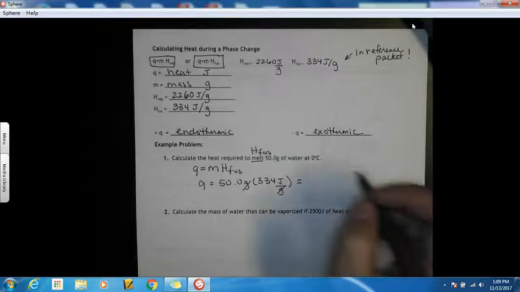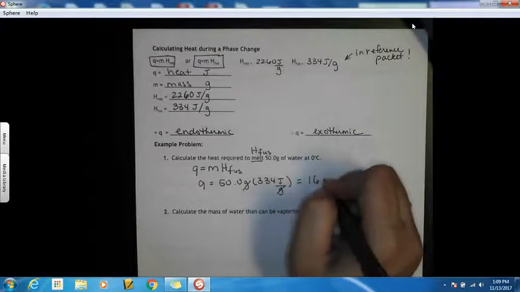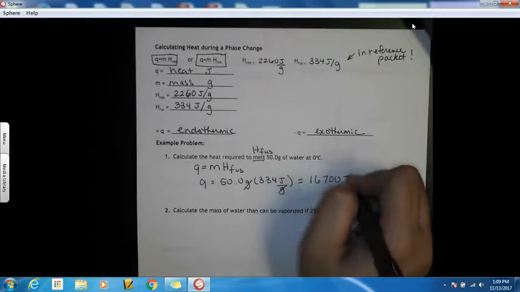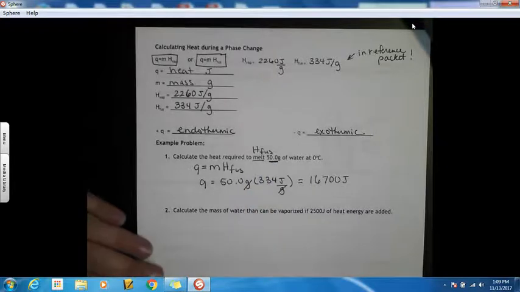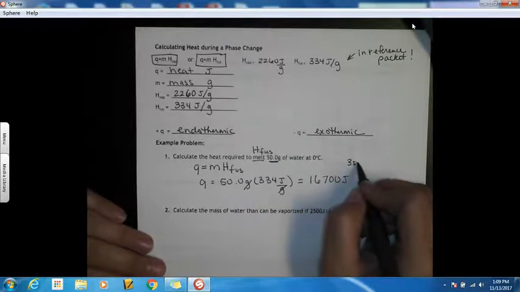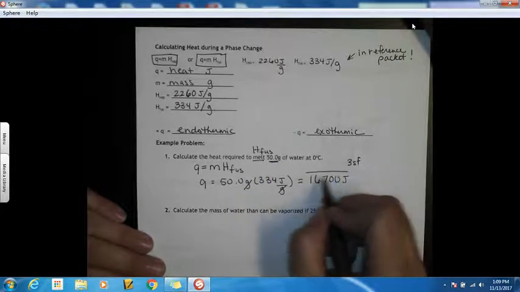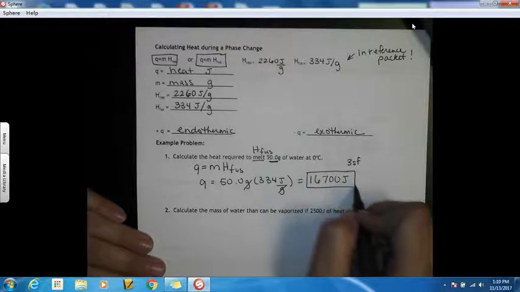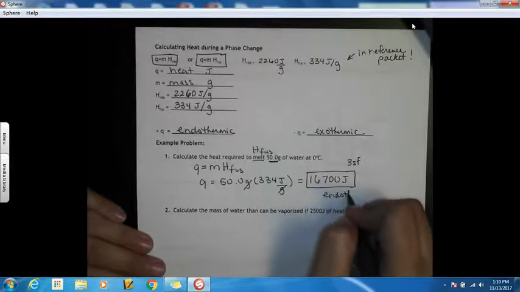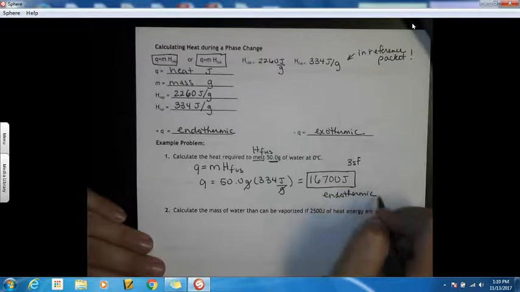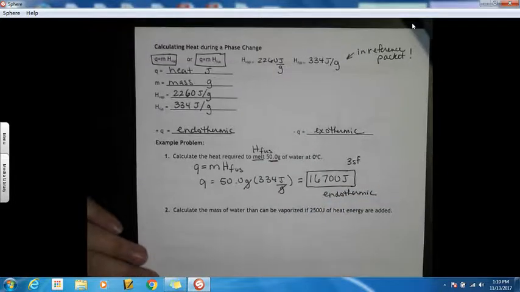And we get 16,700 joules. We started off with 3 significant figures, and so we can keep 3 significant figures in our answer. Again, our value came out positive, so that makes this endothermic, which we already know, because melting requires us to add heat, so that's endothermic.